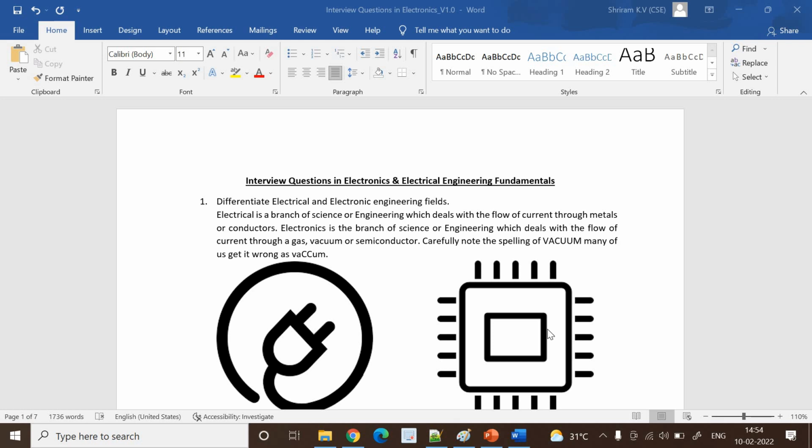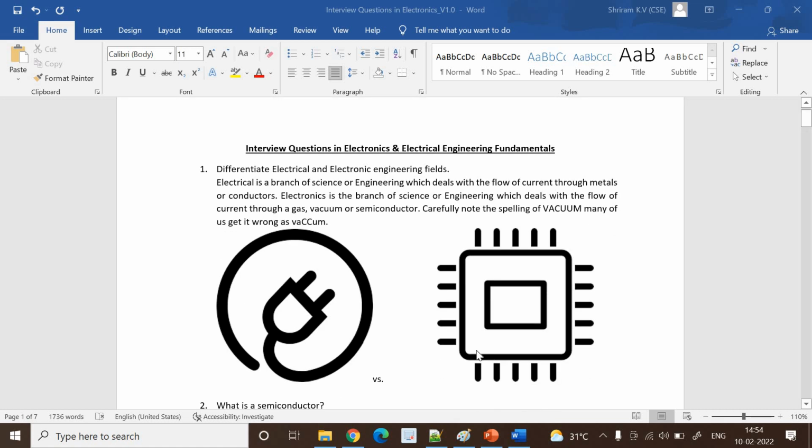Hello friends, welcome back. We are getting into an extraordinary, interesting as well as very important playlist. This is nothing but interview questions in electrical and electronic engineering. That too, we are going to touch the fundamentals. Remember, fundamentals are more important than anything and we are going to touch them. We will have multiple questions, but each session will carry 10 questions and it's going to be really, really very exciting. Let's go into the questions right away.